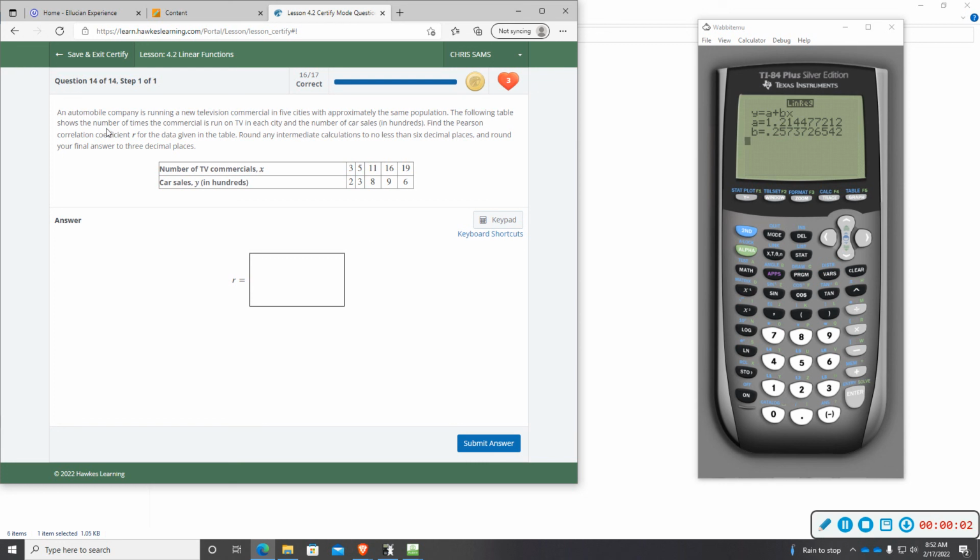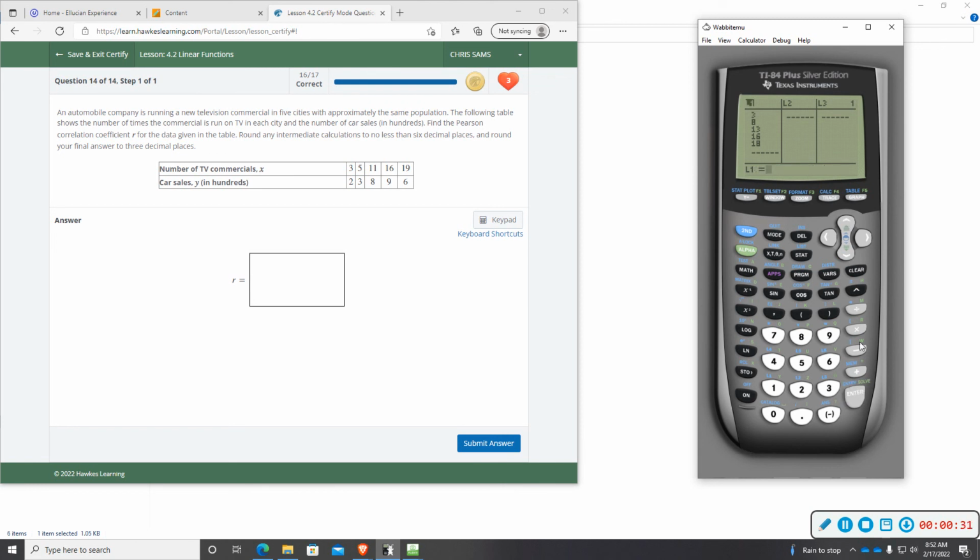Okay, and then question number 14 looks like this. We're going to use this data and we're going to find R. Now, I think last time I got rid of the data, but let me see if it's the same. Stat, enter. No, it's a different set of data. Okay, so let me clear this out. Some of the numbers look close, but they're different.